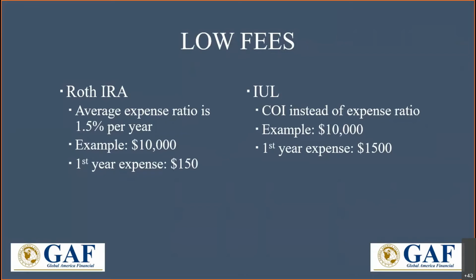On average, a Roth IRA is going to have a fee of about 1.5% per year. Okay? So if your Roth IRA account has $10,000, 1.5% of $10,000 is only $150. That's a pretty cheap fee to pay today. IUL, compare that. Let's assume the cost of insurance is the expense ratio on $10,000 of the cash value in the policy. You're going to pay $1,500 in cost of insurance in your first year of your IUL. So right now, an IUL is more expensive than a Roth IRA, right? $1,500 versus $150.